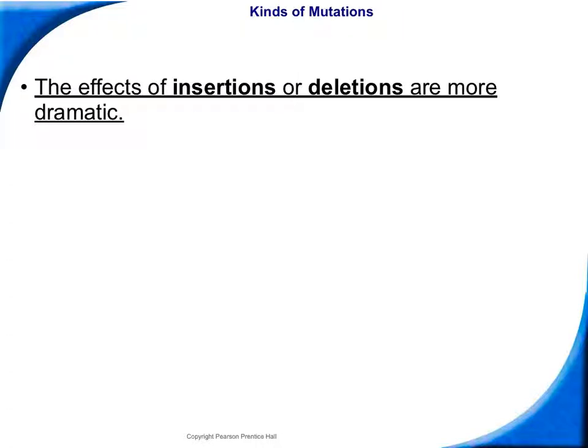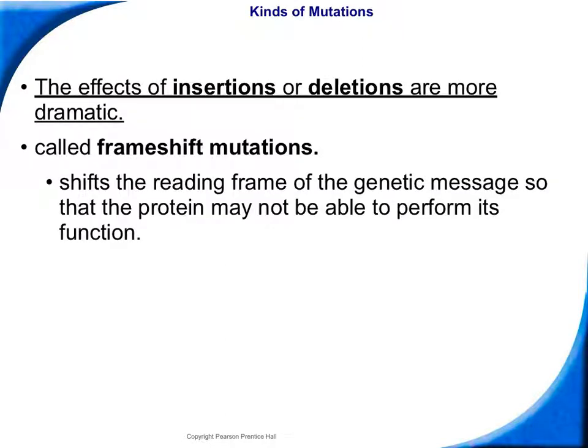So that was substitution. Insertions and deletions often create something that's much more visible, or create a change that is more dramatic or more lethal. And we call these frame shift mutations. If you think about watching a movie, made up of individual frames, or a comic strip, if you shifted those, the movie wouldn't make sense, or the comic strip would no longer make sense. And that's what happens with these frame mutations.